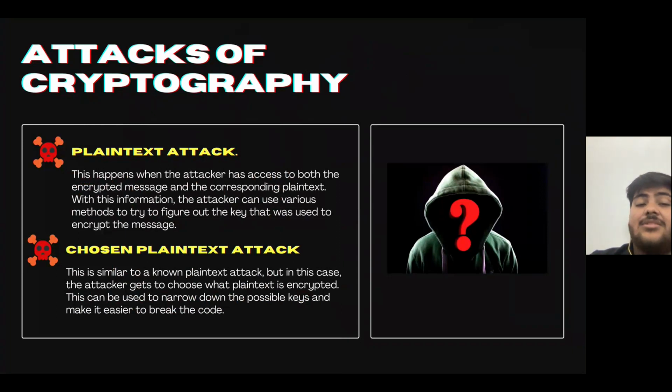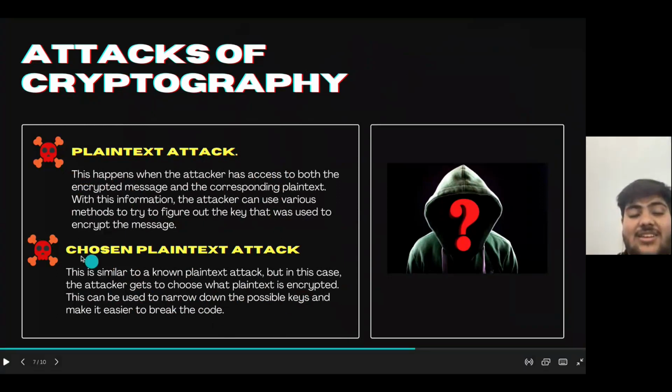Known plaintext attack. This happens when the attacker has access to both the encrypted text and the corresponding plain text. Let's say you have a message, you encrypted it, and now this attacker has this encrypted message and the original message also. Now they will find a way to decrypt it, and using various techniques they might be able to find how you are encoding it, and then they'll use that on other messages.